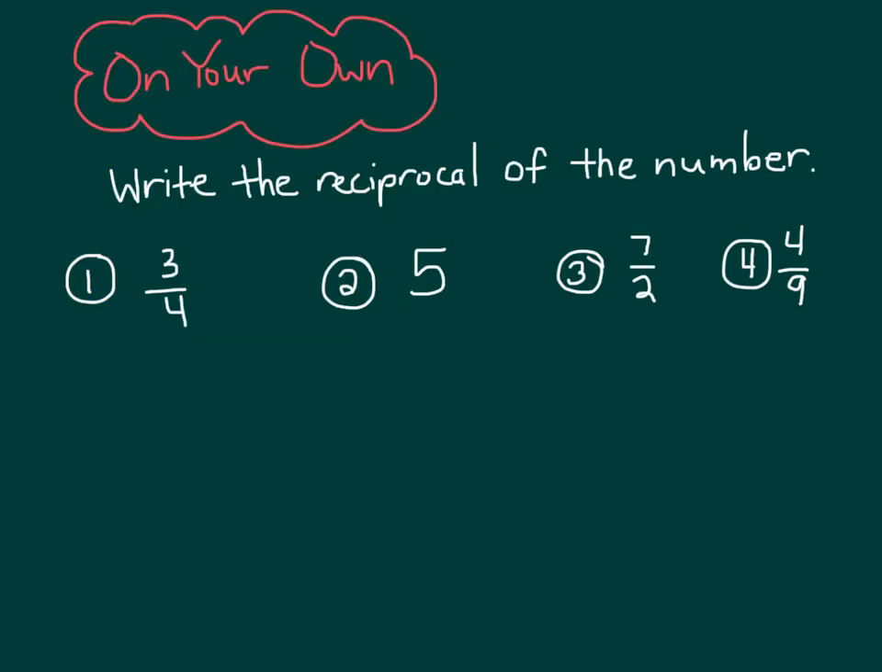For the on your own problems, you're just going to write the reciprocal of the number. You do not have to go through the steps of checking it if you don't want to. If that makes you feel more comfortable, you can. But write the original number down, write it as a fraction if you need to, and then write the reciprocal for your final answer. You can just box the reciprocal each time, but make sure you remember to write the original problems down first, please.